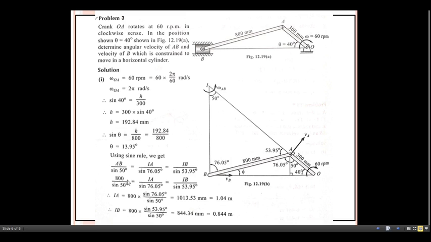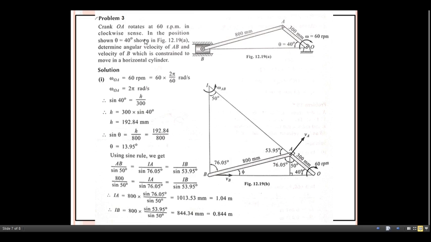By equating this term with this one, what do we get here? Automatically this one, sine of 76.05, this term will go here. Similar case with this one, IB. For that, this term is kept as it is, and this one goes towards the left side, or comes in the numerator. After doing the calculation, we get IA equals 1.04 meter and IB equals 0.844 meter.